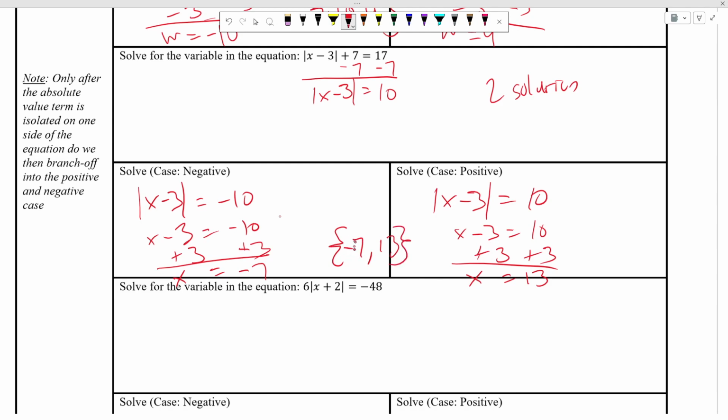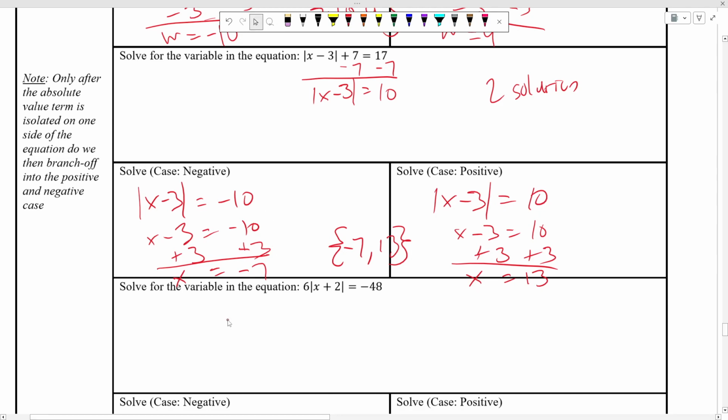X can be negative 7, resulting in a true statement, if we are considering distance units going off to the negative direction. We can consider distance units of 10 going off in the positive direction, resulting in x being 13. And when it is, it makes this statement true. You can kind of see it already. 13 minus 3, absolute value of 10, does in fact equal absolute value of 10. It all checks out.